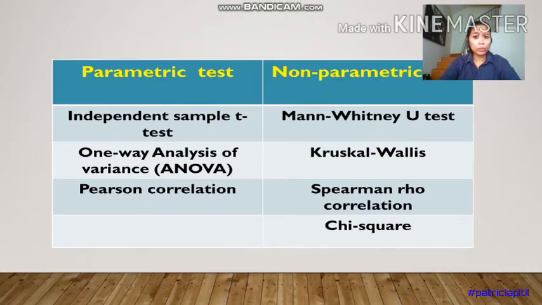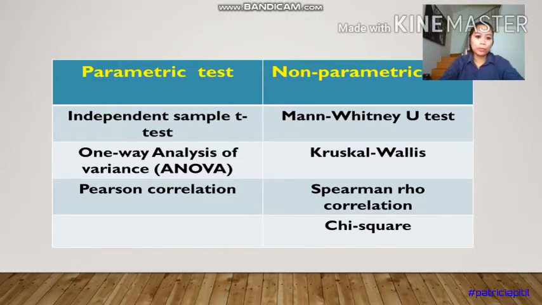Okay. So we have this table. If it is a parametric test, what are the tests, and for the non-parametric test, what are the tests? As previously mentioned, the independent sample t-test is to compare two groups. If you want to compare performance between male and female, between A and B, the name of the test is the independent sample t-test, if your data meets the normal distribution. If the data is not normal, then the alternative is the Mann-Whitney U-test.